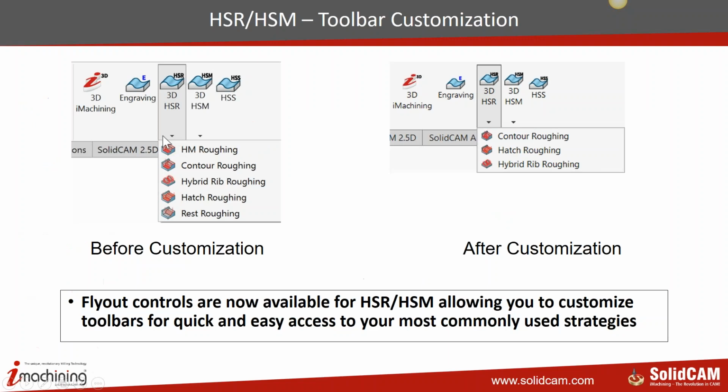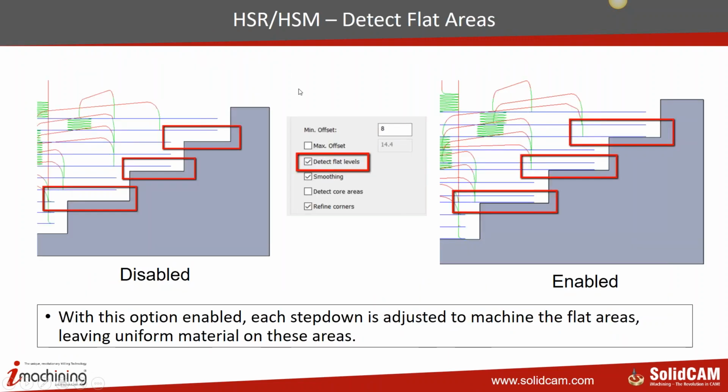Back again to our PowerPoint. The next important feature we released in 2017 was enabling detection of flat areas. What it basically does is, if you have a lot of flat areas coming in between two depths of cut, SolidCAM will ignore those flat areas if the detect flat areas levels are disabled, and it will keep more stock than what has been asked by the user to be kept on these areas.